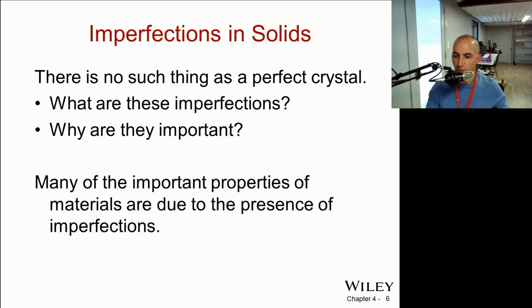There are the whiskers, carbon nanotubes, silicon boules when you cast gigantic cylinders that are used to make silicon wafers. These all are perfect within the interior of the material, but they still have boundaries at the edge, and those boundaries are where the imperfections are. So, many of the important properties of materials are due to the presence of imperfections.